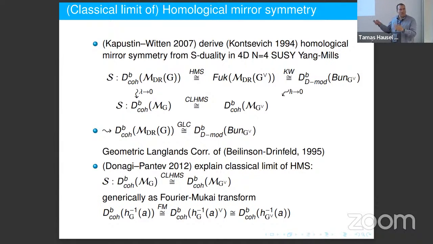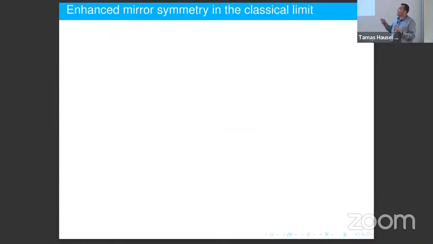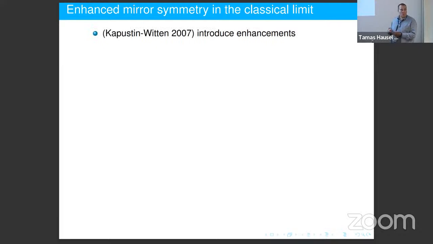There are many things in this direction, but let me tell you the point of view that I have been thinking about. And again, this goes back to the work of Kapustin and Witten. They proposed two more enhancements to the story of mirror symmetry, which is somehow foreign to mirror symmetry. Both of them come from the origin of Kapustin-Witten's derivation of mirror symmetry, namely four-dimensional supersymmetric Yang-Mills theory.